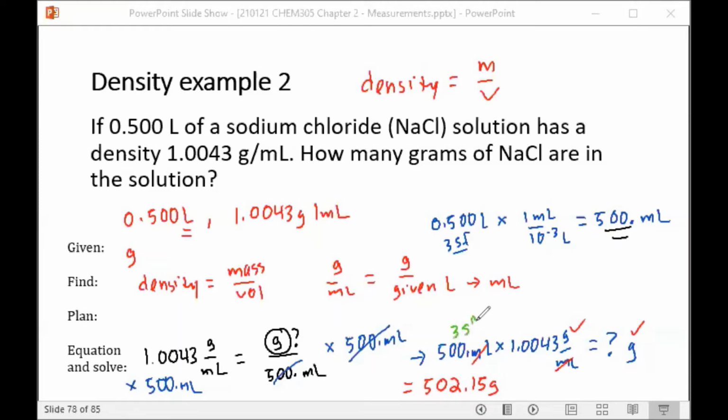But this is science, so we have to check sig figs before we report our final answer. So we had 3 sig figs in 500 milliliters, and we had 5 sig figs in our density. So our final answer will be limited to 3 sig figs. So you get 502 grams of sodium chloride.